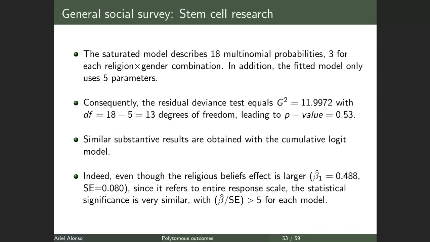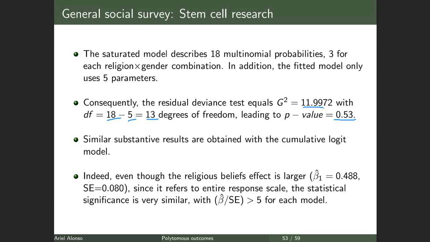So here, the saturated model, I mean, what about the model fit? Well, we saw that the residual deviance was more or less equal to the degrees of freedom, so we would expect the model to be fitting well. The saturated model, in this case, describes 18 multinomial probabilities, 3 for each religion and gender combination, because these probabilities need to sum to 1. So the model we have here, you have the deviance. The deviance was 11.99, and the degrees of freedom. Well, my model had 5 parameters. The saturated model has 18 parameters, so with 13 degrees of freedom, and in this case, the probability was 0.53.